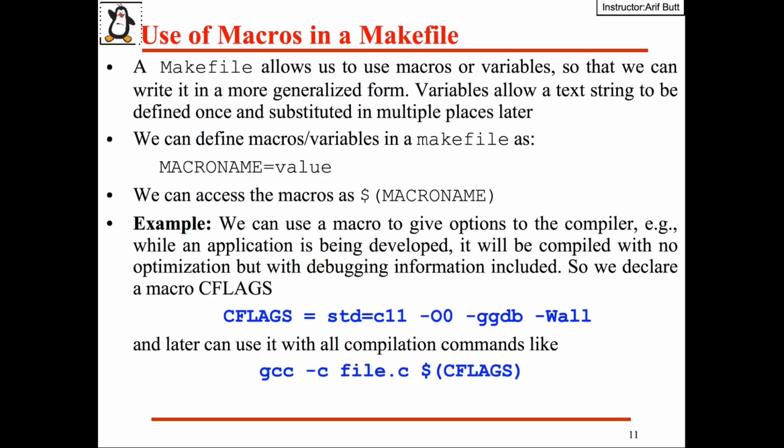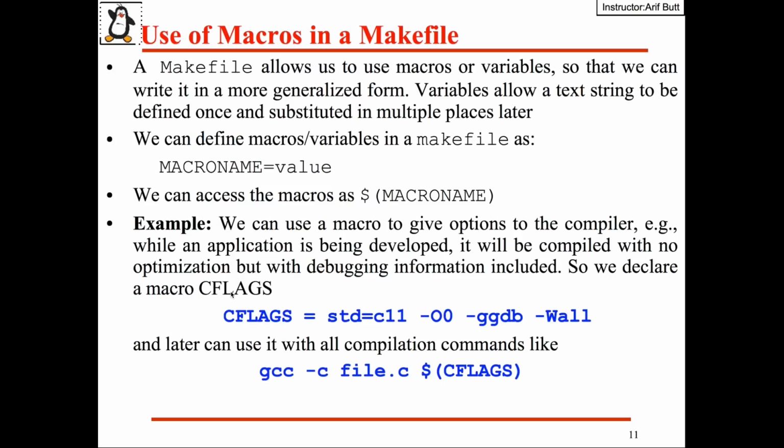Inside the Makefile, we can define a macro using this syntax: macro name is equal to value. And later we can use it using this dollar and the parenthesis syntax. For example, we can use a macro to give options to the compiler. While an application is being developed, it will be compiled with no optimization but with debugging information included.